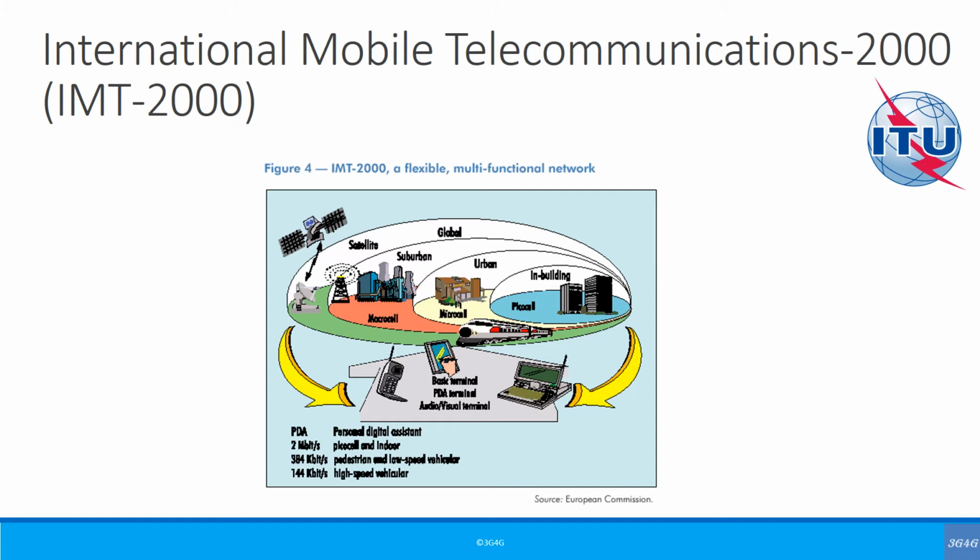You can connect to macro cell, micro cell, pico cell in buildings. You can have high speed rail connectivity, and all kinds of different things were possible. So as you can probably read, it says 2 Mbps for picocell and indoor, 384 kbps for pedestrian and low speed vehicular, 144 kbps at high speed vehicular.